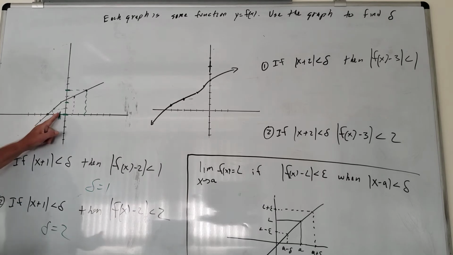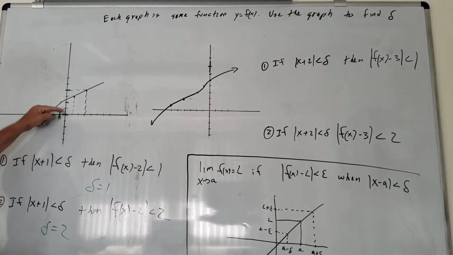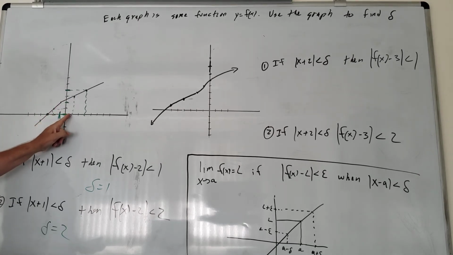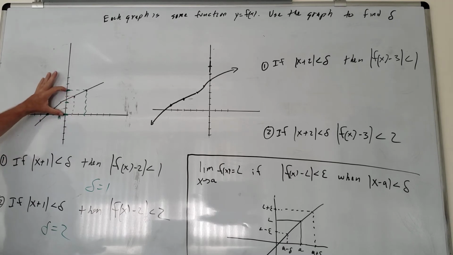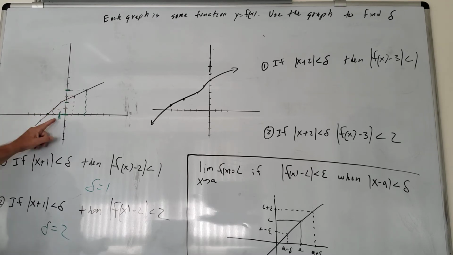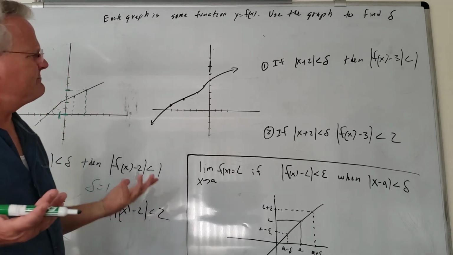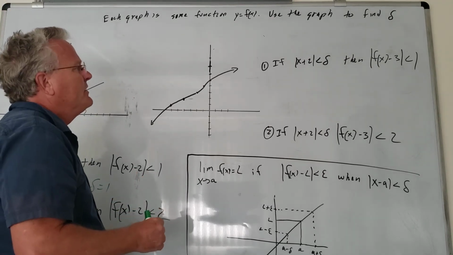Notice as long as I don't get more than 2 away from this value of -1, when I go up to my graph and over, I will be inside that epsilon neighborhood that's in green. It's going to work out. But if I go more than 2, say 3, and when I go down and over, I am not inside that neighborhood. I'm outside that epsilon neighborhood. So that's the reason that's 2. Now let's do an example where the graph isn't a straight line, but it's the exact same concept.